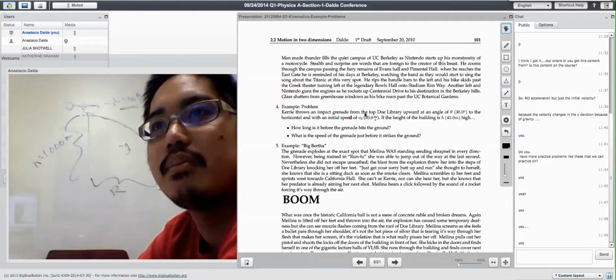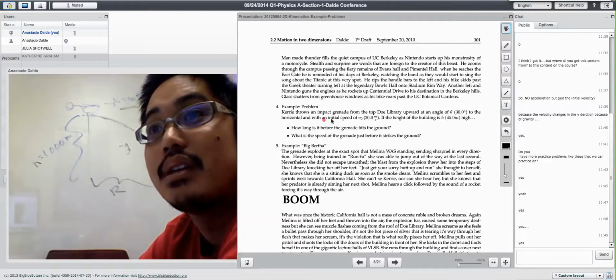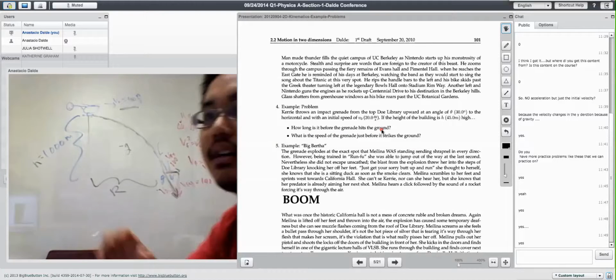Carrie throws an impact grenade from the top of Doe Library at an angle of 30 degrees to the horizontal with an initial speed of 20 meters per second. If the height of the building is 45, how long does it take before the grenade hits the ground? Oh, okay.